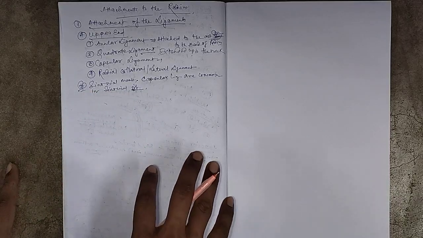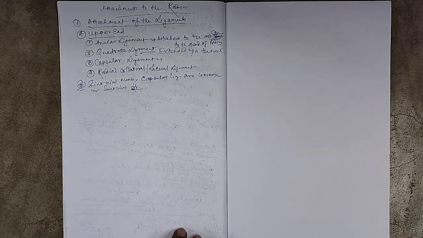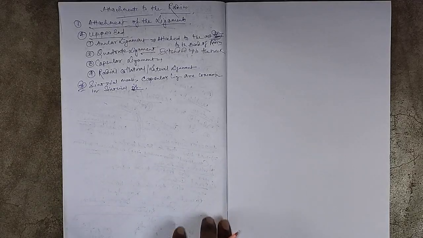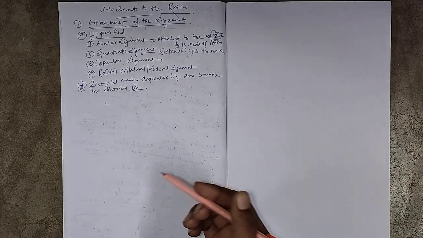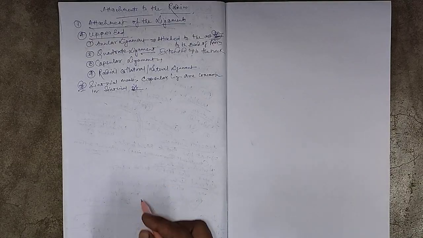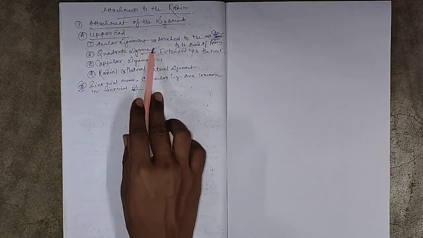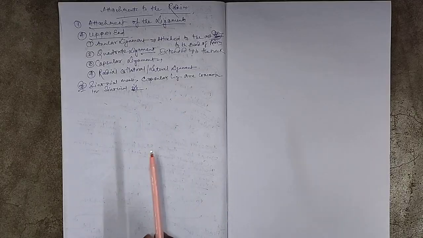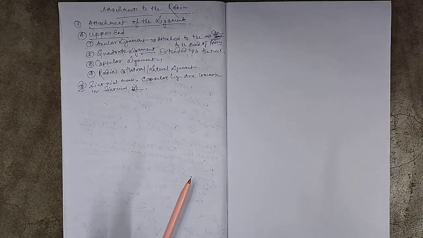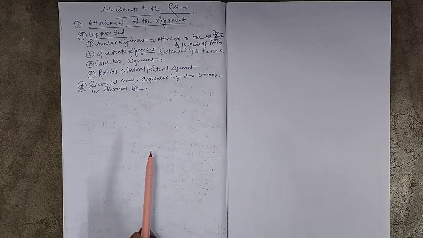So what have we discussed till now? We have discussed the attachment of the ligaments, and in the upper end there are four ligaments: annular ligament, quadrate ligament, capsular ligament, and radial collateral or lateral ligament. The annular ligament is attached to the articular circumference of the head of the radius, and the quadrate ligament is extended up to the neck. The synovial membrane and capsular ligament are common in a synovial joint.